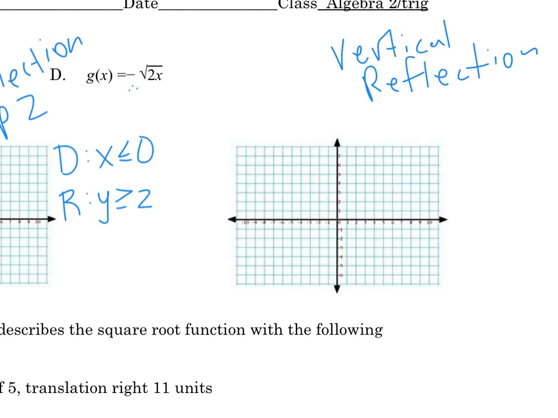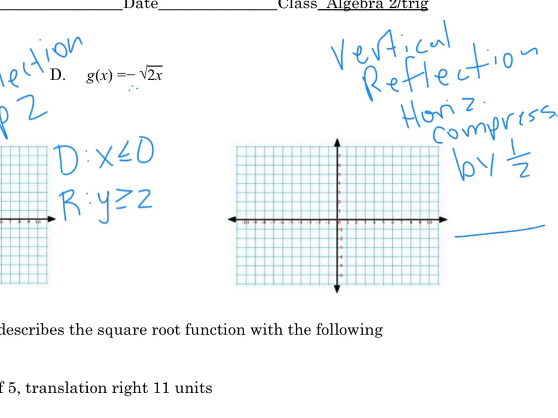The 2 inside, this is kind of our most complicated, frustrating transformation. Remember, whenever we're inside, we can never believe what we see. It looks like we're multiplying by 2. That creates a horizontal compression by the reciprocal of 2. So it's going to be by 1/2.